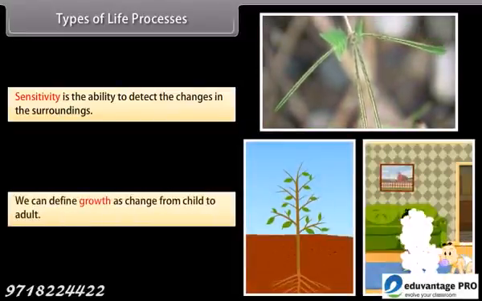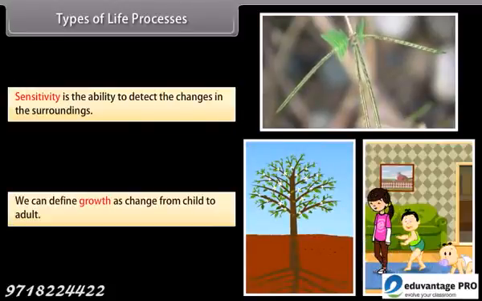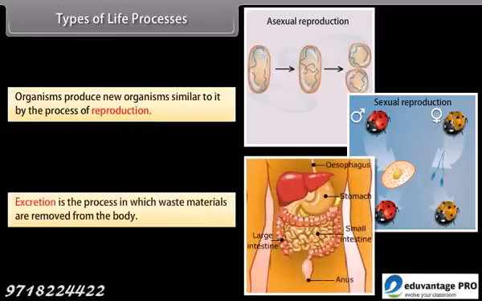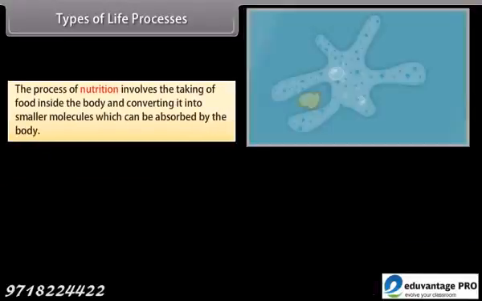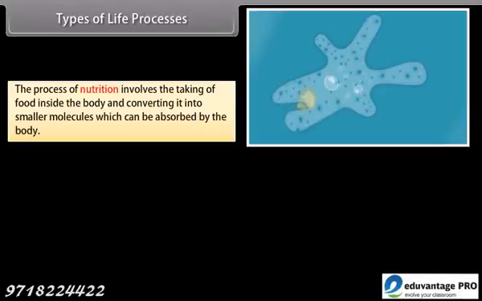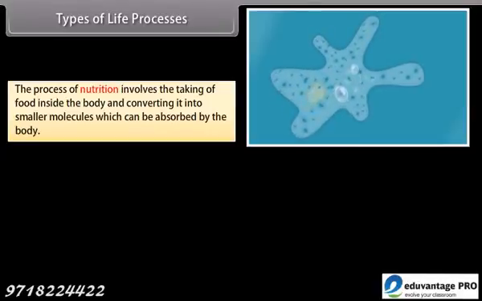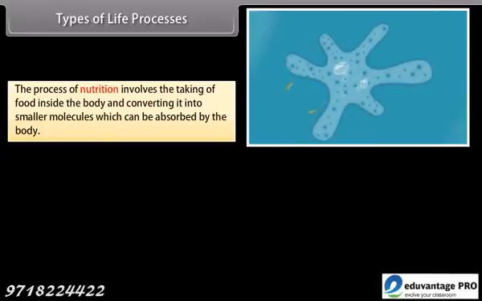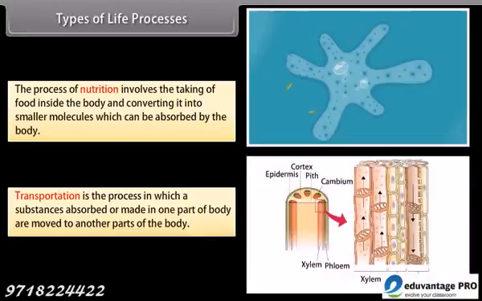We can define growth as change from child to adult. Organisms produce new organisms similar to it by the process of reproduction. Excretion is the process in which waste materials are removed from the body. The process of nutrition involves the taking of food inside the body and converting it into smaller molecules which can be absorbed by the body. Transportation is the process in which a substance absorbed or made in one part of body are moved to another parts of the body.